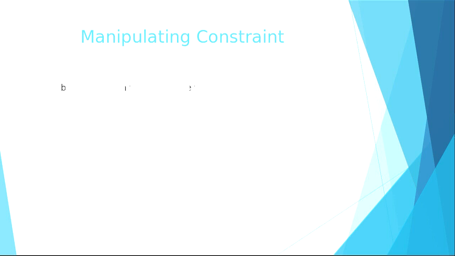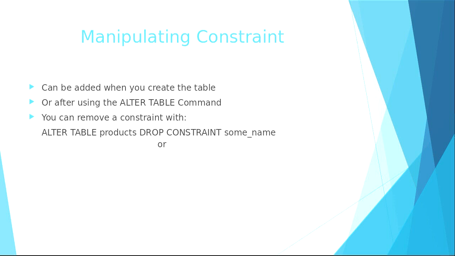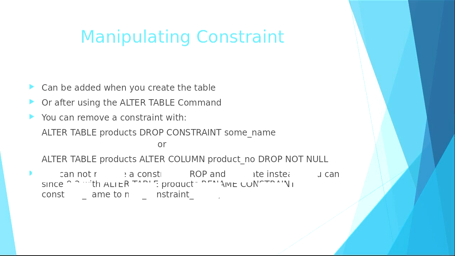Okay, manipulating constraints. You can add constraints in your create statement of the table. That is, I think, the preferred way to do it. And afterwards, you can use the alter table command. You can add constraints to the table if you see there's a need for more constraints. You can remove constraints with the drop constraint command, and that's the command for drop not null constraint. And then you couldn't rename constraints before, but since 9.2 you can rename constraints. That's something I also learned that I didn't know when I prepared for the talk.